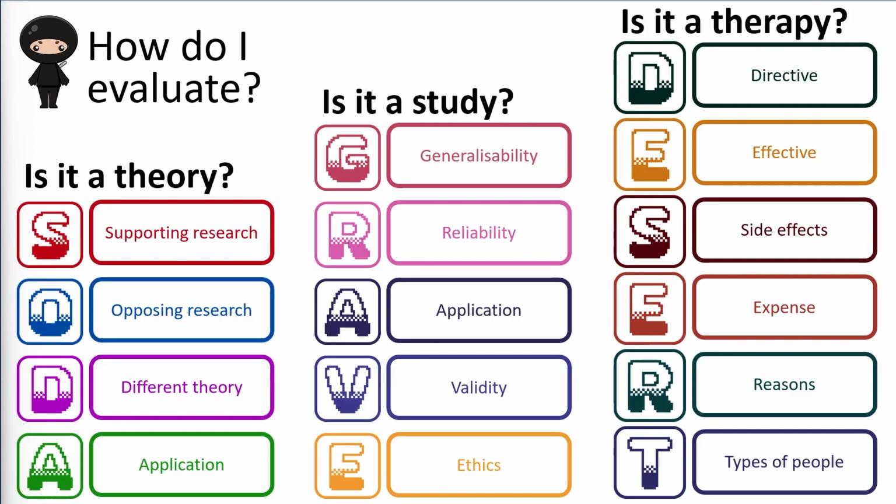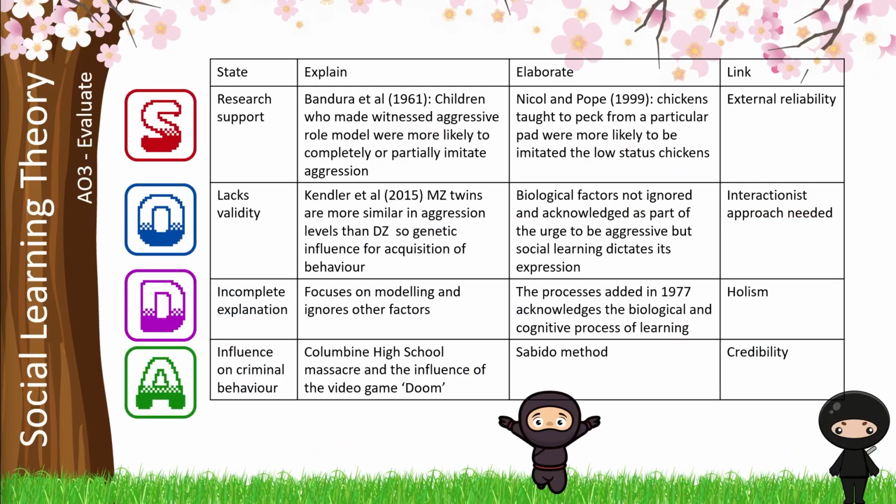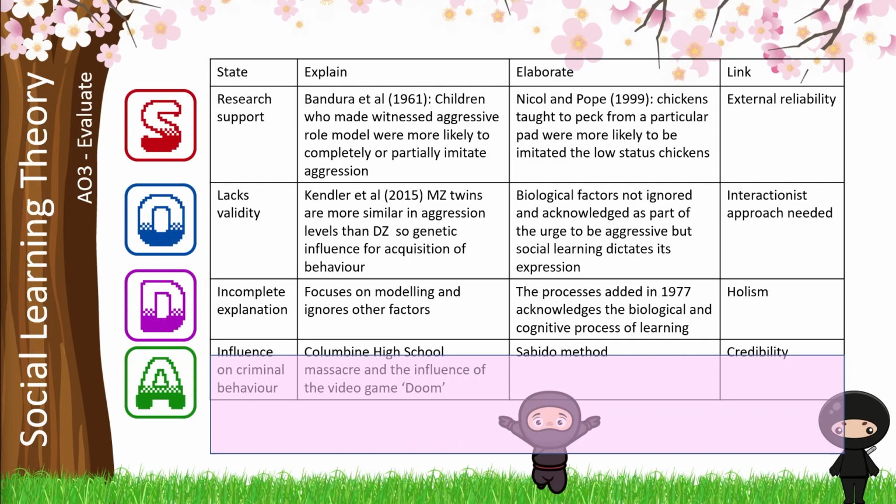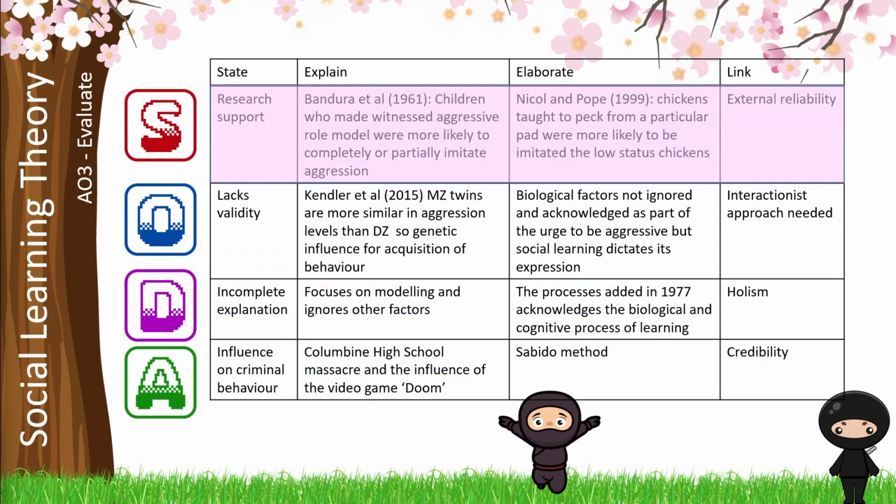So when we're thinking about evaluation, we're still on that thing where this is a theory, and therefore we're using SODA as our approach to ensure that we have a broad range of evaluation. It's really important here that we develop our points, and we might do that through additional pieces of research in order to extend what we're saying in our elaborate. Alternatively, we can counter it, giving a counter argument and showing those logical chains of reasoning.